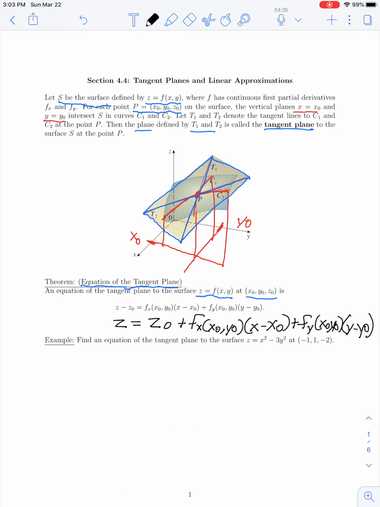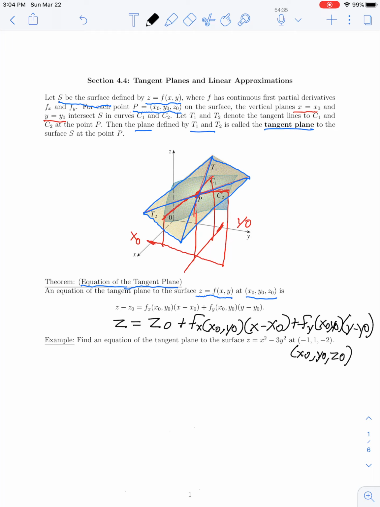So in our first example, we are asked for the equation of the tangent plane to the surface z equals x squared minus 3y squared at the point -1, 1, -2. So this point that we're given is the point x naught, y naught, z naught when we think about our equation for the tangent plane. So there's a few things that we need to find in order to apply that equation. We have our point x naught, y naught, z naught. What we need to find are the partial derivatives of our function which defines the surface.